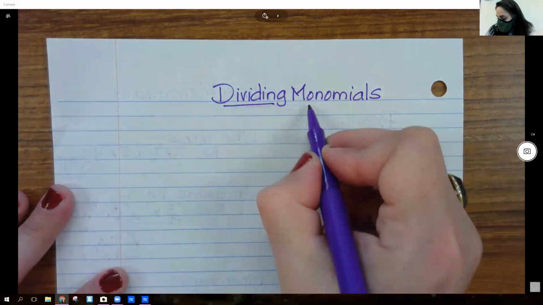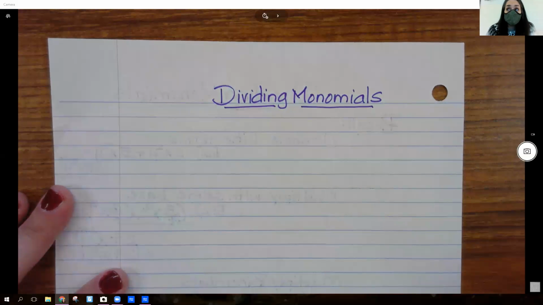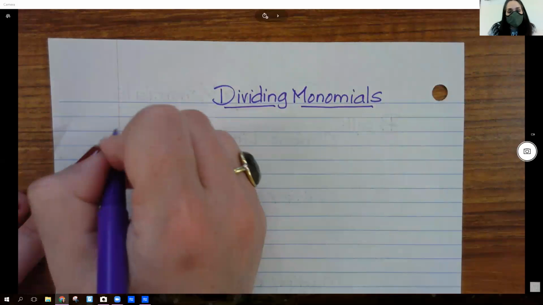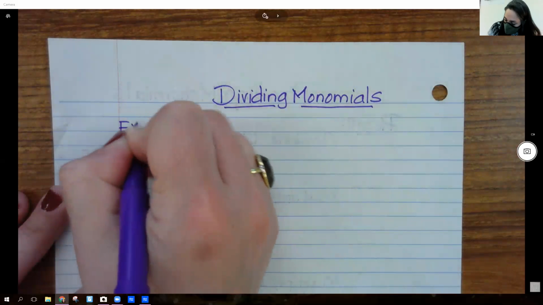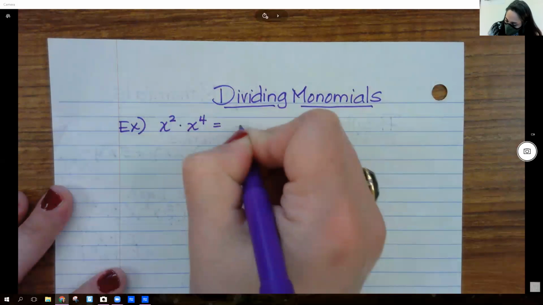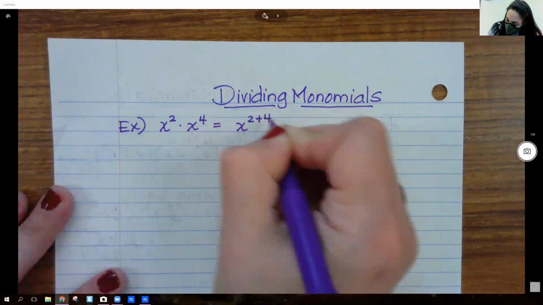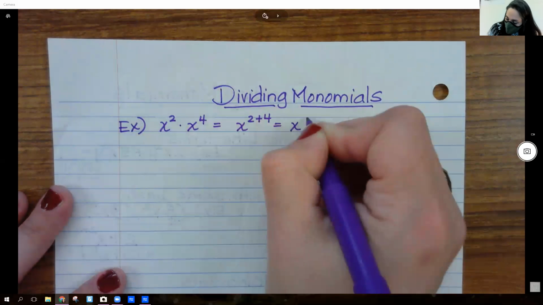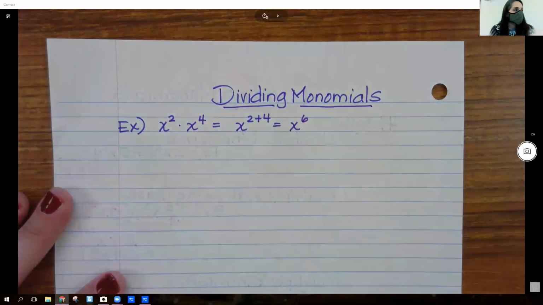since dividing is the inverse operation of multiplying, you're going to do the opposite rule that you do for multiplying. So when you multiply, for example, x squared times x to the 4th, you add the exponents. 2 plus 4 is 6, okay? Oh, I also forgot to mention that we learned how to do power to a power also last week.